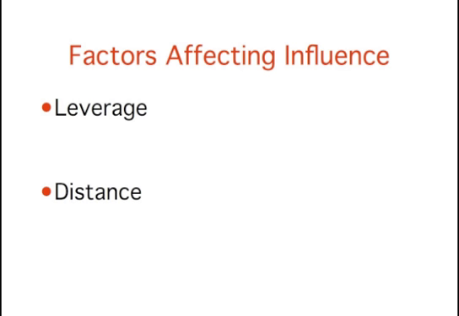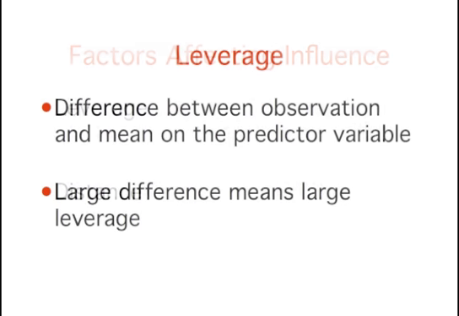Two factors determine the influence of an observation: leverage and distance. The leverage of an observation is based on how much the observation's value on the predictor variable differs from the mean of the predictor variable. The greater an observation's leverage, the more potential it has to be an influential observation. For example, an observation with a value equal to the mean on the predictor variable has no influence on the slope of the regression line, regardless of its value on the criterion. On the other hand, an observation that is extreme on the predictor variable has the potential to affect the slope greatly.